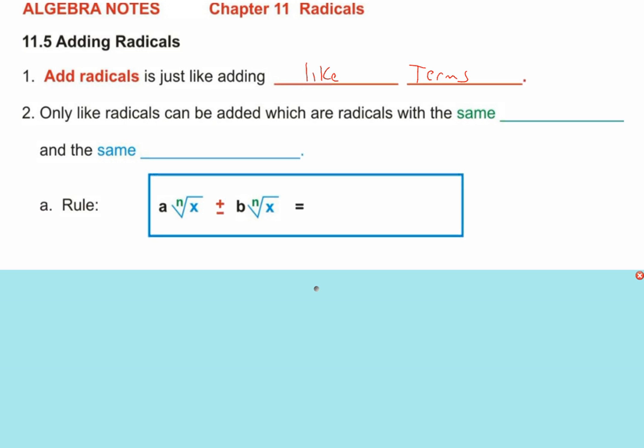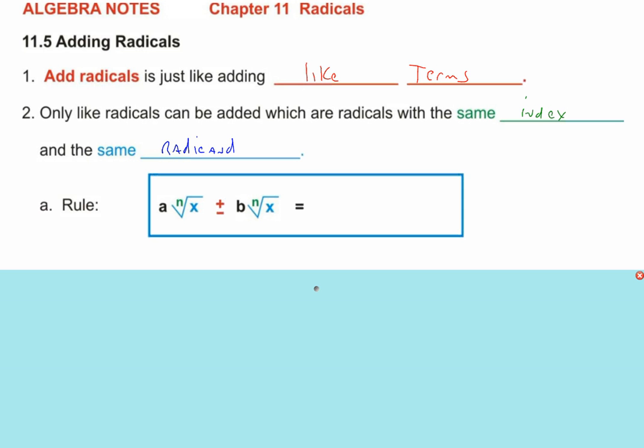So let's suppose you had the square root of x and the cube root of x. You can't add them. They're not like radicals. Same concept as like terms. So only like radicals can be added, which are radicals with the same index and the same radicand. You got to have both the same index and the same radicand. Both have to be the case. All right, that's not earth-shattering. So how do we add them? Just like adding like terms.